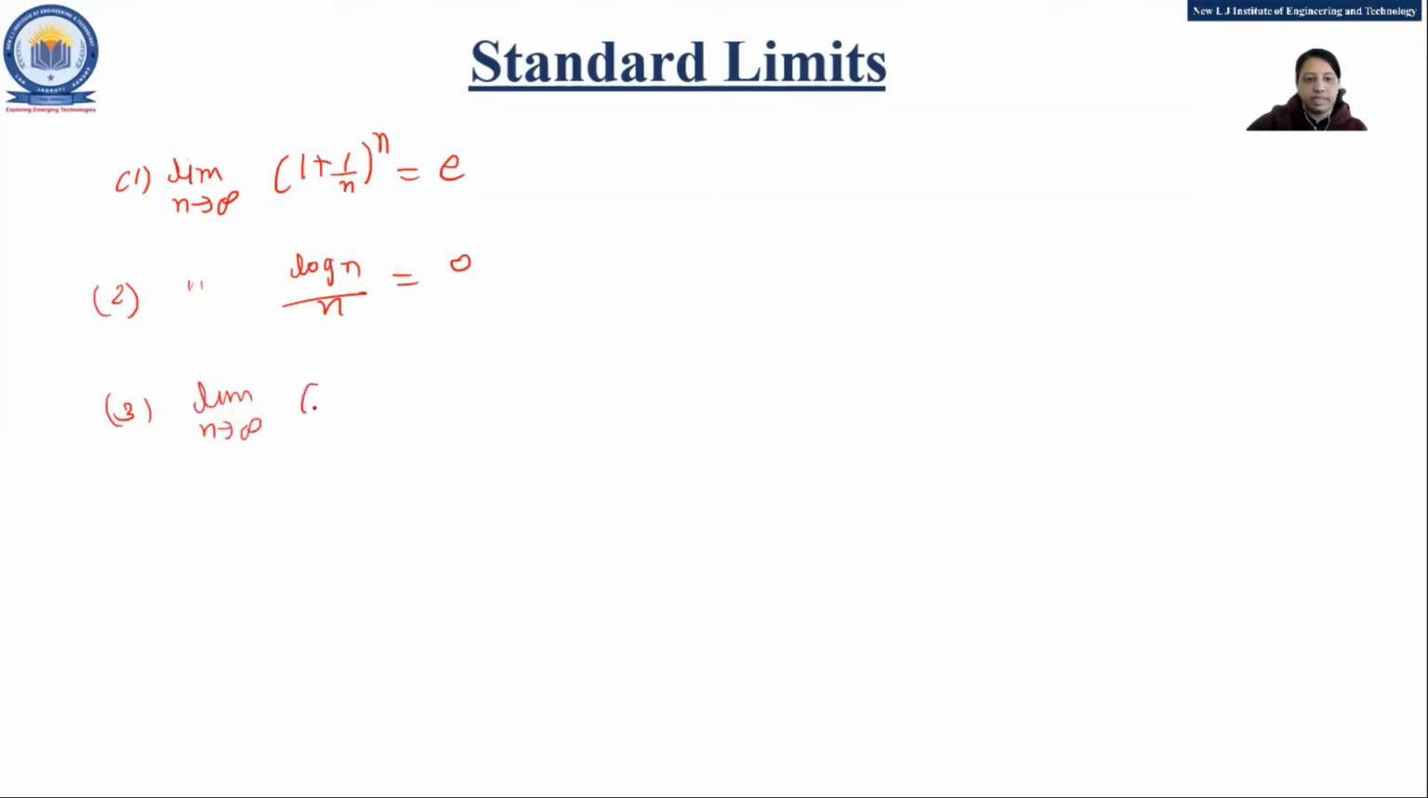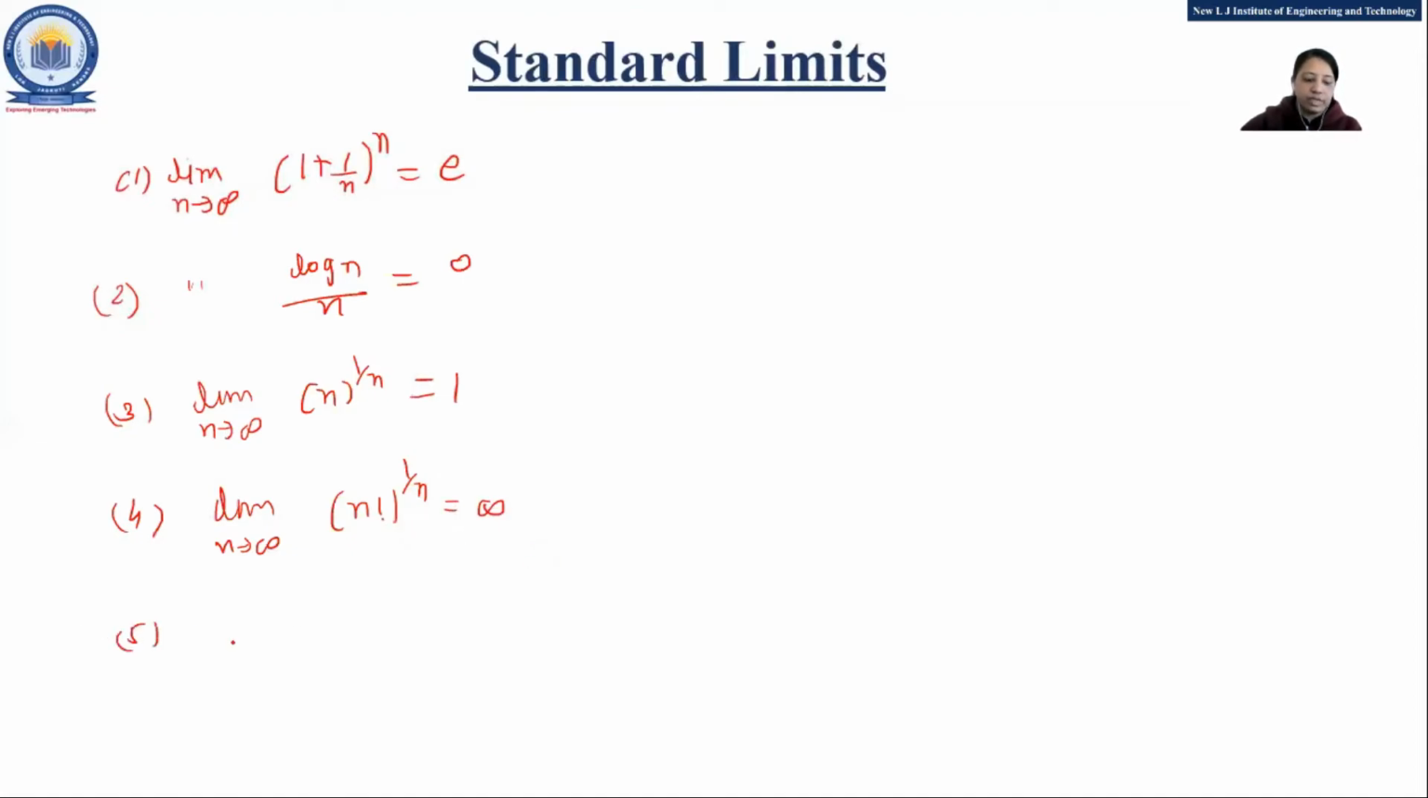It is the same as that one: n raised to 1 by n. So you will get the answer 1. Now the fourth one would be limit n tends to infinity, n factorial upon 1 raised to n. So that is infinity.